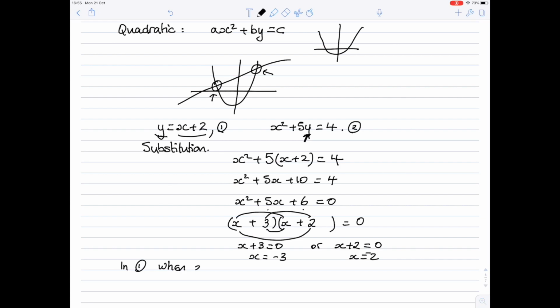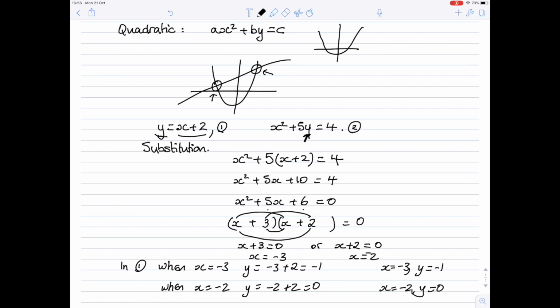So when x equals minus 3, y is equal to minus 3 plus 2, which is minus 1. So one solution is x equals minus 3, y equals minus 1. Then the same thing again, except this time I'm going to use the value of minus 2. So when x is minus 2, y is equal to minus 2 plus 2, which is 0. So my second pair is x equals minus 2, y equals 0. And as I said at the beginning, two pairs of values to solve this pair of simultaneous equations.